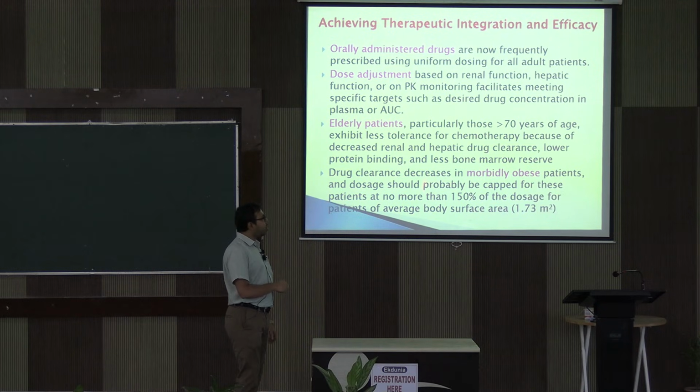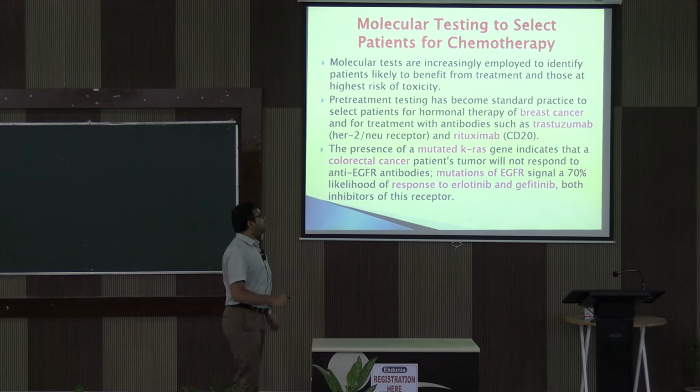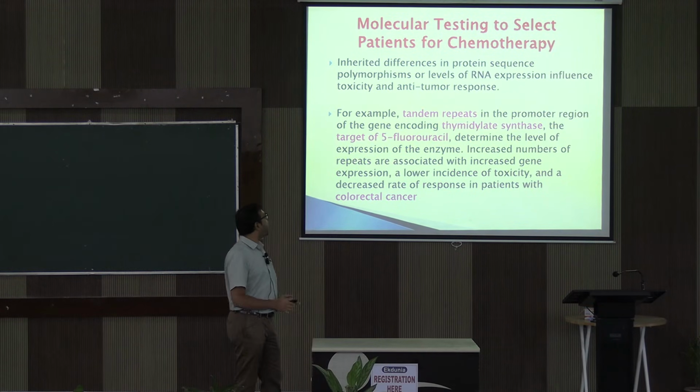Drug clearance also decreases, for example, in morbidly obese patients and in elderly patients, and accordingly we have to decrease the dose. Molecular tests, different types of molecular tests for different mutations, can all be tested; details are not required. So you can see tandem repeats, which is how you will diagnose as well as prognosticate.